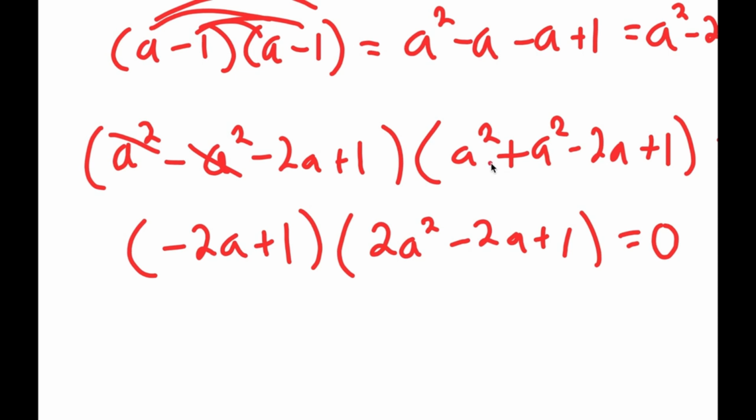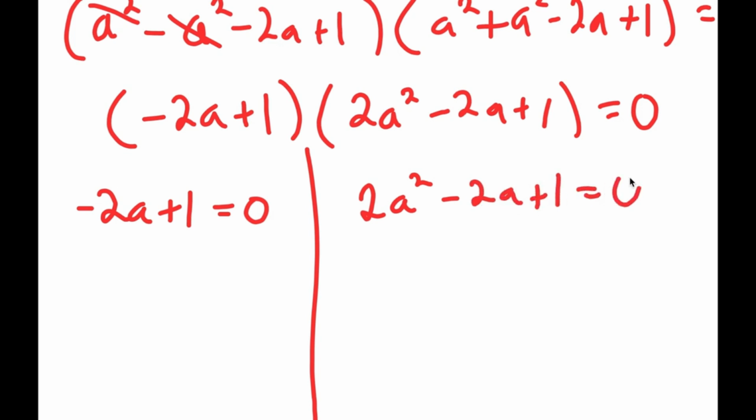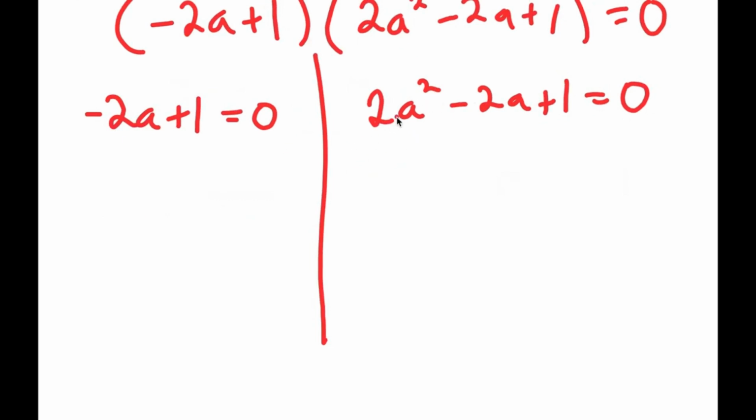So, now from here, what I'm going to do is divide this into two different equations. So my first equation is negative 2a plus 1 is equal to 0. And my second equation is 2a squared minus 2a plus 1 is equal to 0. Because just one of these needs to equal 0 for the entire equation to be equal to 0. So now I'm going to solve each of these equations individually.